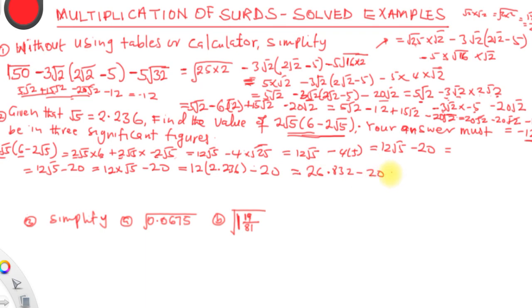So what do we get? We get 6.832. It says three significant figures, so 1, 2, 3. We have to end here, but the next digit is less than 5. So this is equal to 6.83 to 3 SF, significant figures.